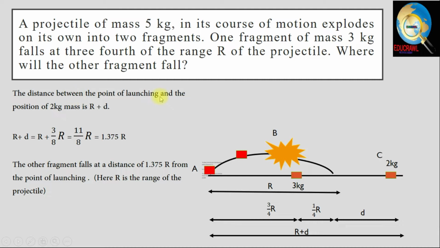Now, the distance between the point of launching and the position of the 2 kg mass is r plus d. So, r we know, and we found the value of d as 3/8 r. Adding them, taking the LCM, we have 11/8 r. 11/8 is 1.375 r. So, the other fragment will fall at a distance 1.375 r from the point of launching. Here r refers to the range of the projectile.